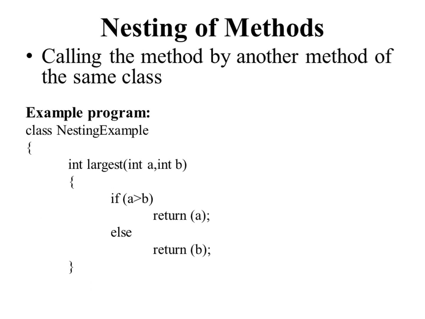Now we are going to see what is nesting of methods. Already we are aware of the word nesting. Nesting is combining itself. Now when you are calling a method by another method of the same class, assume you have a class called nesting where I have a method called largest, which is going to find the largest among two numbers and return the largest value among a and b.